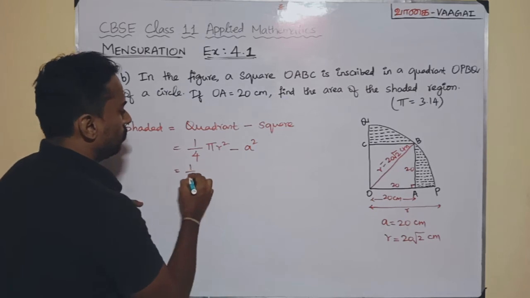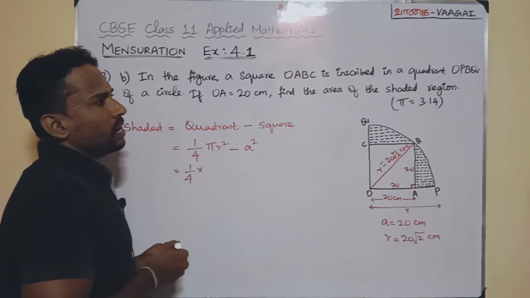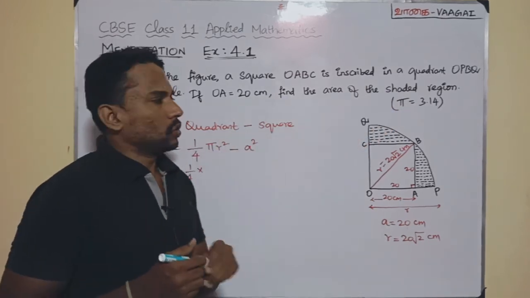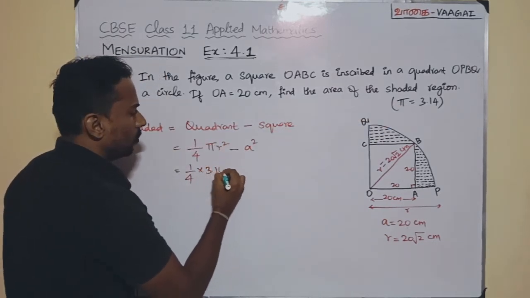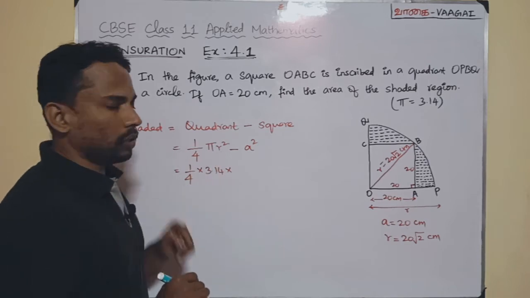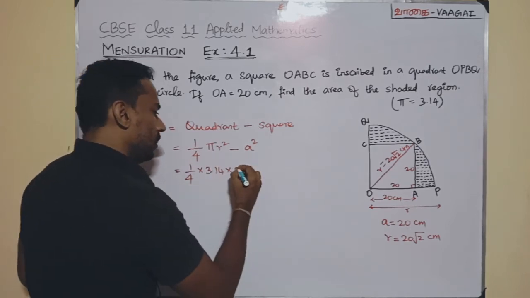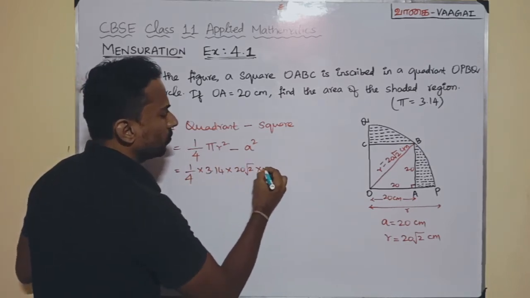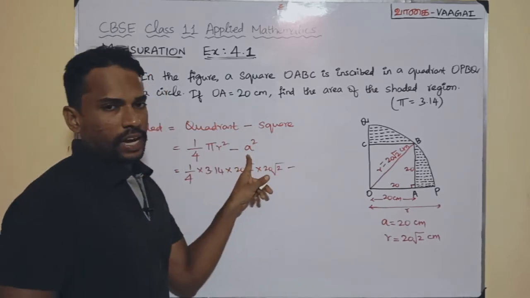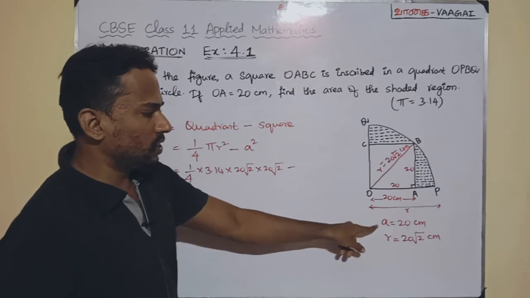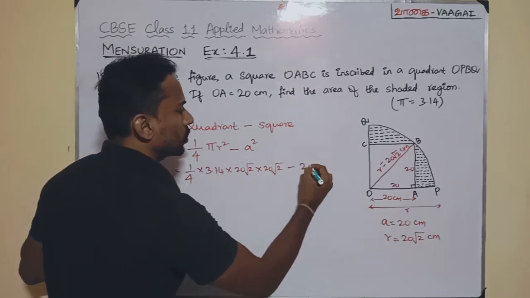Now 1 by 4 into, what about the pi value? They have asked us to take pi as 3.14. So let's take the same value, 3.14 into r square. R square means 20 root 2 into 20 root 2, correct? Yes. Now minus a square. A is nothing but the side of the square, which we already know, 20. So 20 square. That's it.